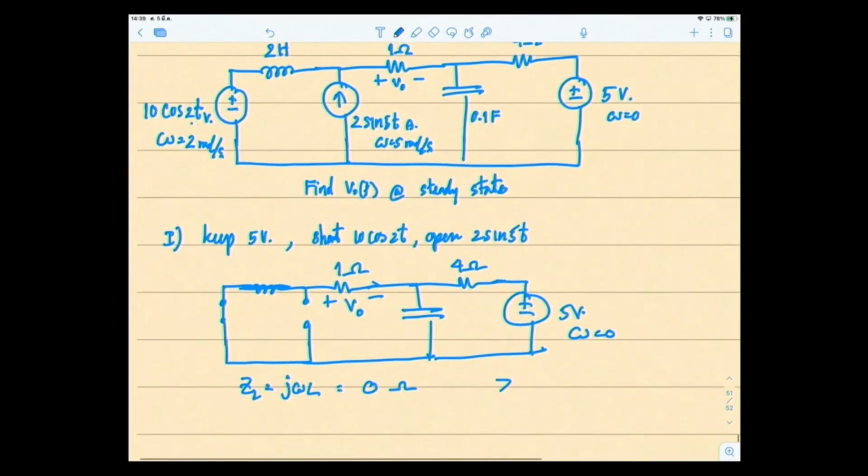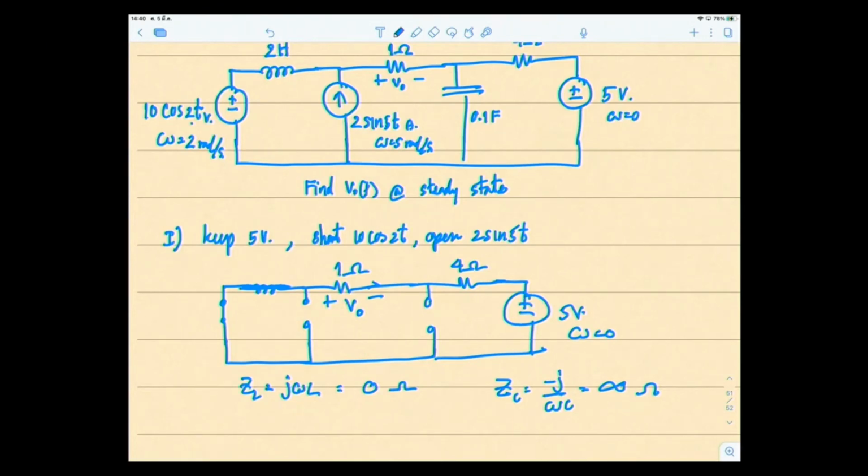Whereas ZC is equal to minus j over omega c. If omega is equal to 0, this is infinite. Ooh, my impedance will be very high, it would go against the current with very high values. So it won't let current go through. Oh, that means my capacitor would act like an open circuit.